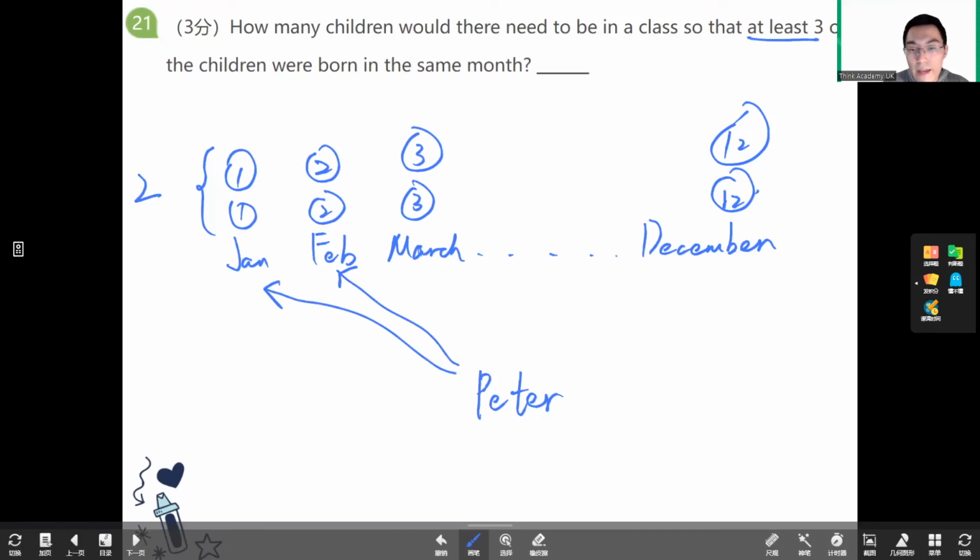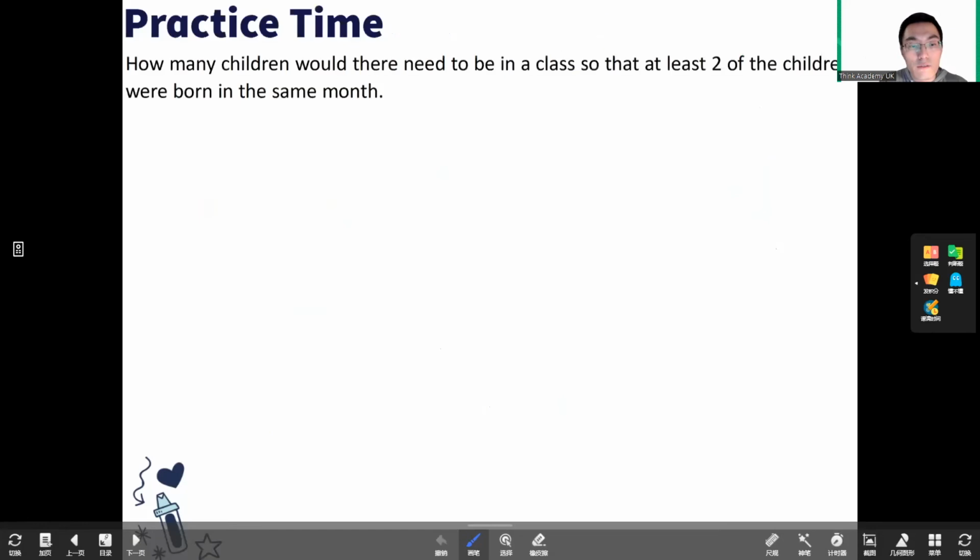So the answer will be, as you can see, 12 times 2, because we have 2 layers, plus 1 chosen child, which is 24 plus 1, 25. So this is the worst case scenario you need in order to get the guaranteed number of situations. You just need to make the worst case scenario work, and then on that basis add 1. Okay, so if you're happy with that, we'll have a practice question with the worst case scenario principle.